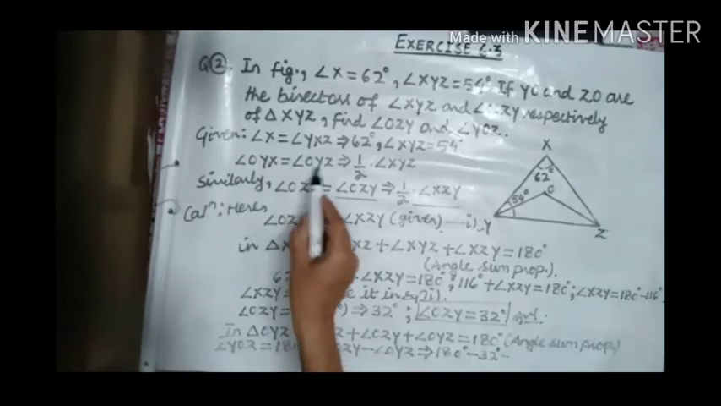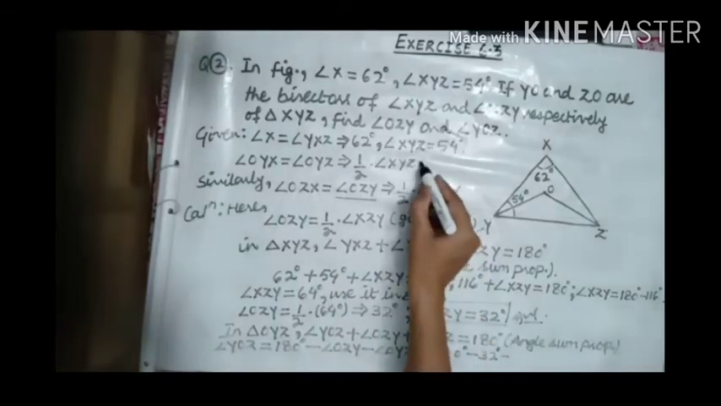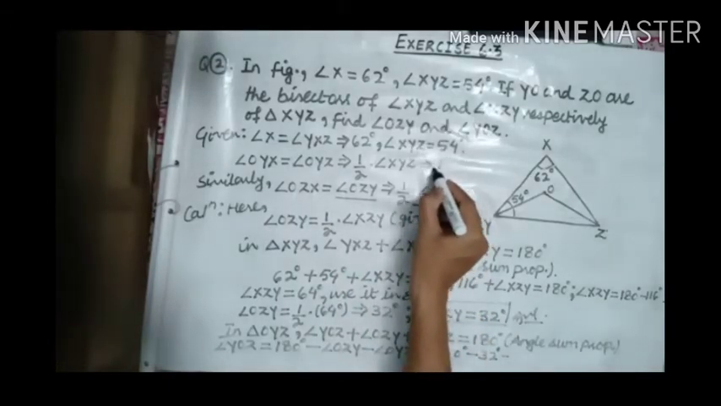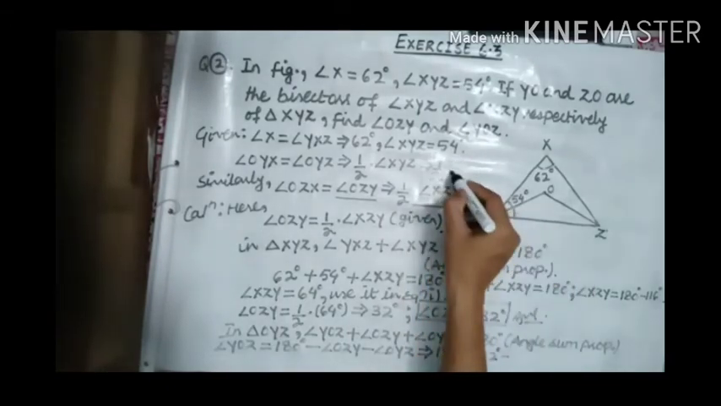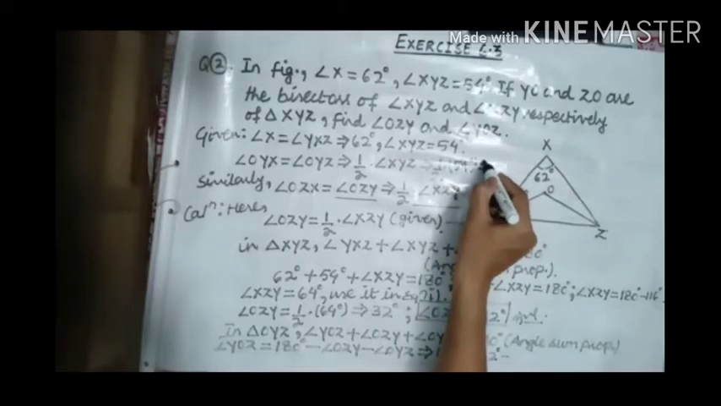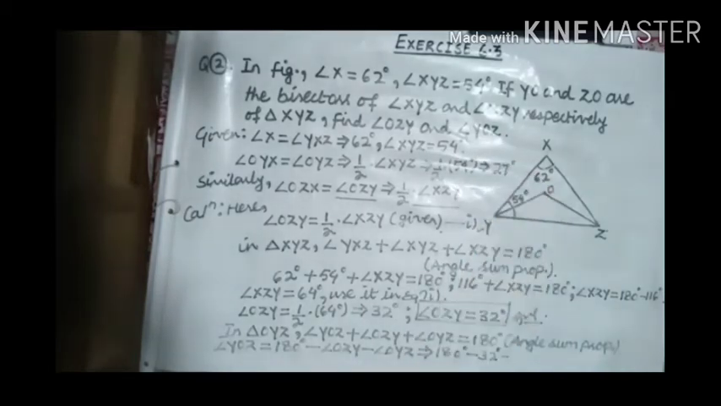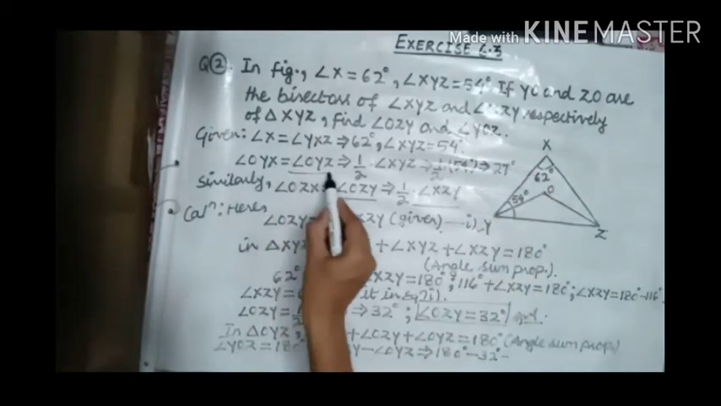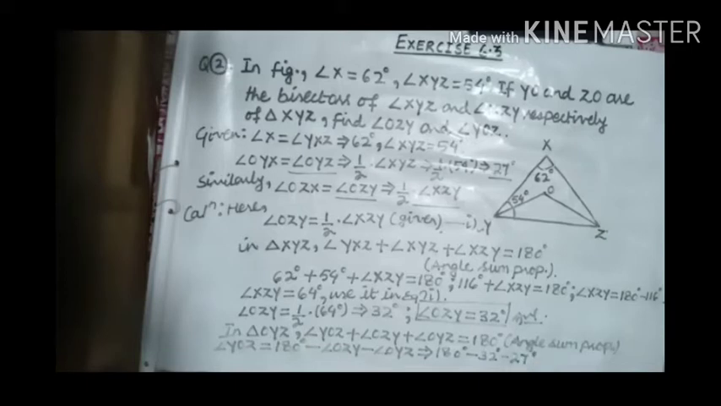Angle OYZ you were given as half of angle XYZ, where XYZ is 54 degrees. Therefore, half of 54 becomes 27 degrees. That's why this angle OYZ equals 27 degrees. So in place of OYZ we use 27 degrees.